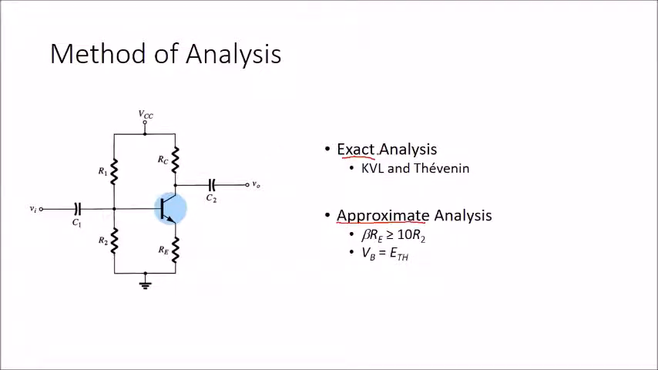In exact analysis, we can do the same way as the previous presentation, which is we have to use KVL on the BE loop and also KVL on the CE loop. But for the approximate analysis, we have to check the condition first, which is beta RE should be bigger than 10 R2. Otherwise, we cannot use the approximate analysis. We have to use the exact analysis. And if this condition is met, we assume that VB equals E Thevenin. I will explain later in this video.